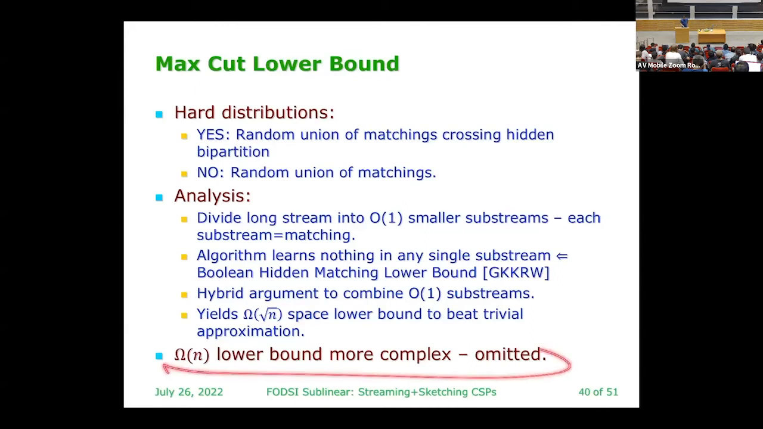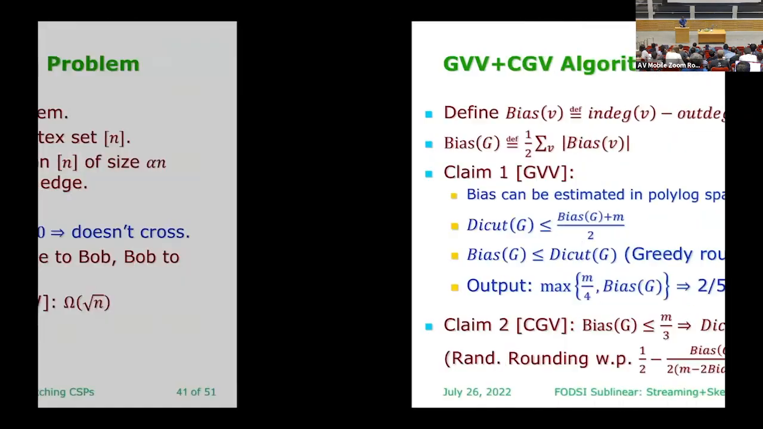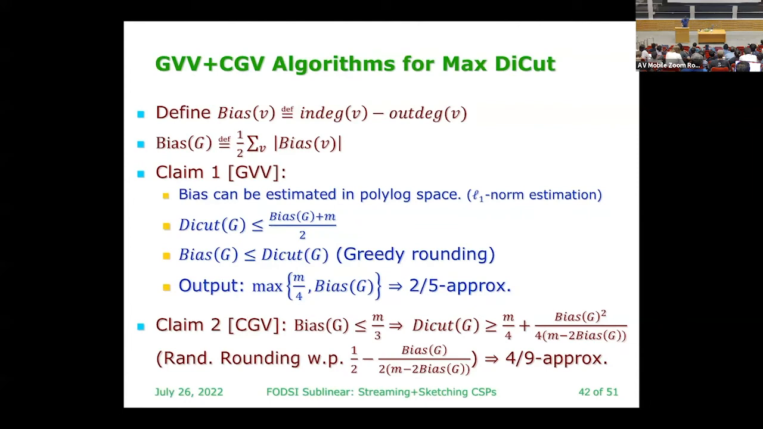The omega of n lower bound from Kapralov and Krachun is really much more intricate. It opens up the hidden matching lower bound, takes one page of that proof and expands it into 35 or 50 pages, and then gets the result. So it's a lot more complicated, and we are omitting it. I will not describe the Boolean hidden matching problem out of interest of time. And instead, let me go to this thing.